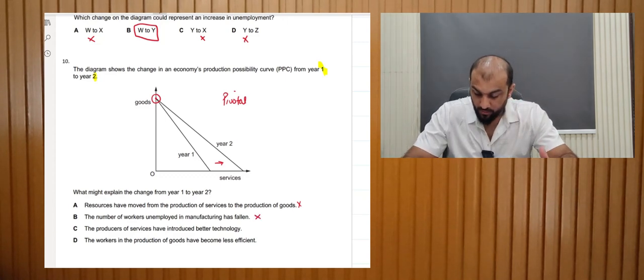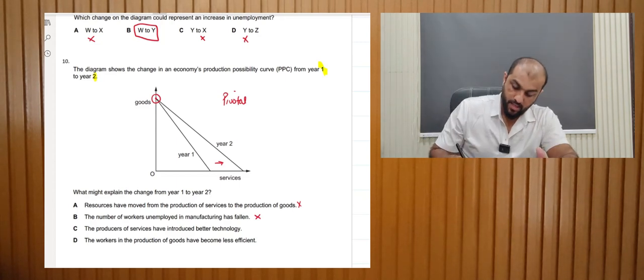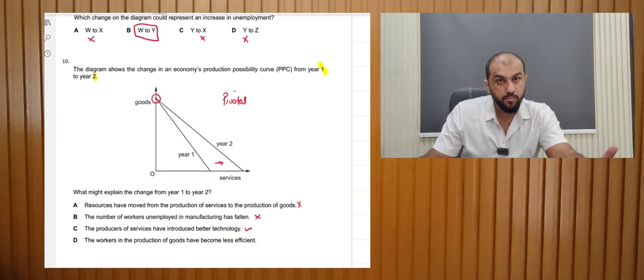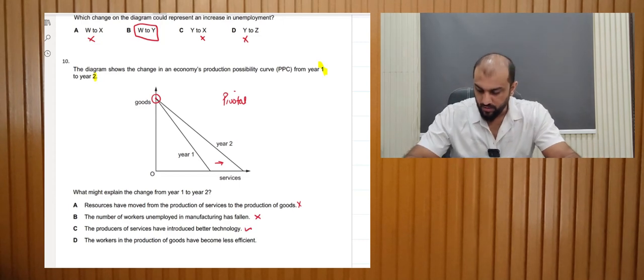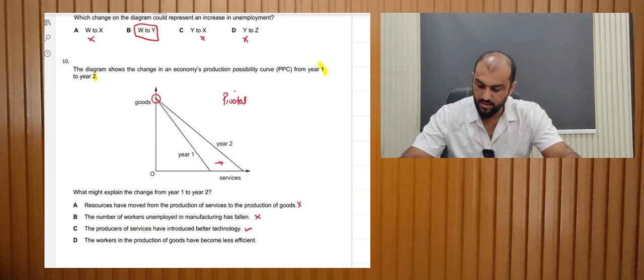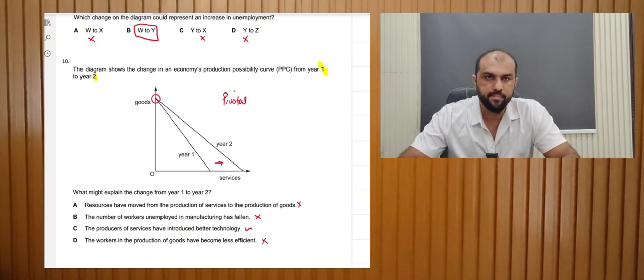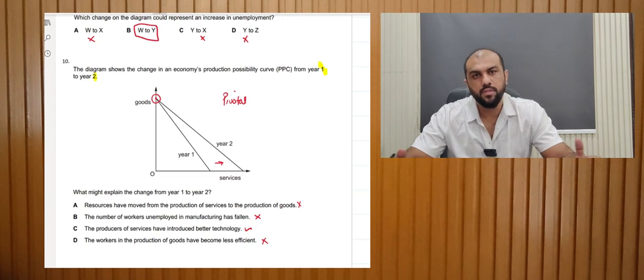The producers of services have introduced better technology. Yes. And that is the reason they're able to produce more in year 2. The workers in the production of goods have become less efficient. No, the efficiency for producing goods has remained the same. Right? So that is it.